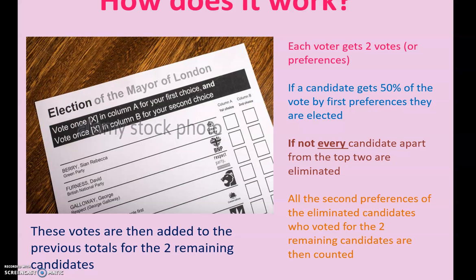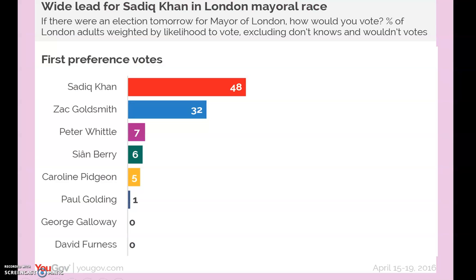So let's show an example of this. This was the first preference votes for the last election for the Mayor of London. As you can see, on the first preferences, the first round if you like, Sadiq Khan, Labour, got 48% of the vote, Zac Goldsmith 32%, Peter Whittle, who was UKIP, got 7%, Sean Berry 6%, etc. So, in the second round, Sadiq Khan and Zac Goldsmith survive. All these other people are eliminated, Peter Whittle onwards.